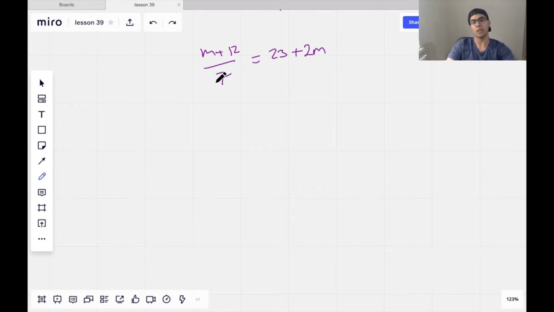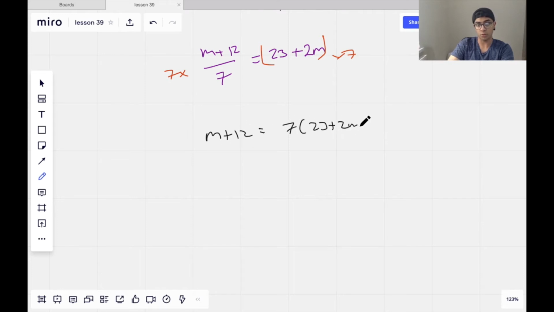But the first thing we can do is, you can see how annoying this m over 7 is, right? We can keep it as it is right now, but wouldn't it be nicer if we just had whole numbers everywhere and no fractions? So if we times both sides by 7, we can get rid of the fraction. So times 7 and times 7, times the whole thing by 7, of course. So on the left we have m plus 12 over 7 times 7, which is m plus 12. And on the right we have 7 times 23 plus 2m, which is 7 times 23 is 161, and then 7 times 2 is 14, so 14m.